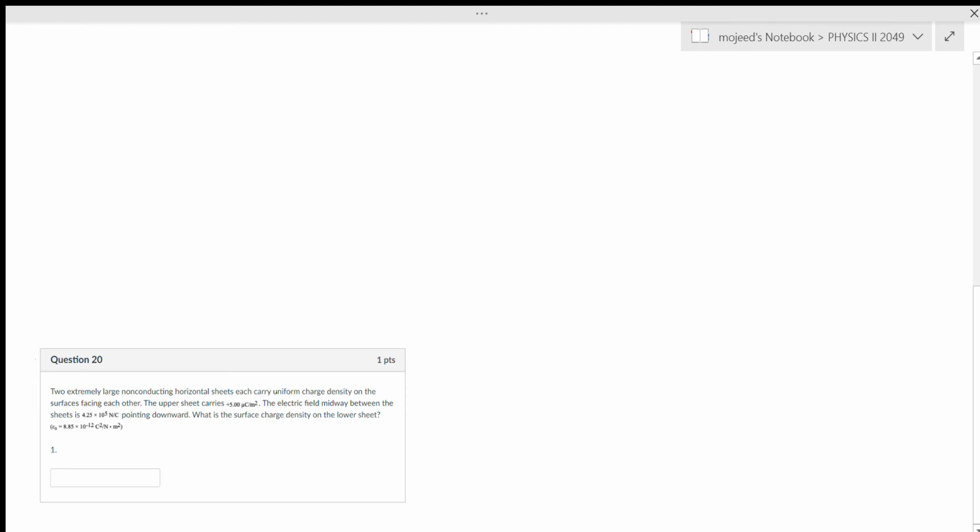Since we're looking for the surface charge density of one sheet, and we're given the charge density of the upper sheet, we use the equation E total equals E1 plus E2, which is also equal to sigma positive over 2 times epsilon plus sigma negative over 2 times epsilon sub 0.